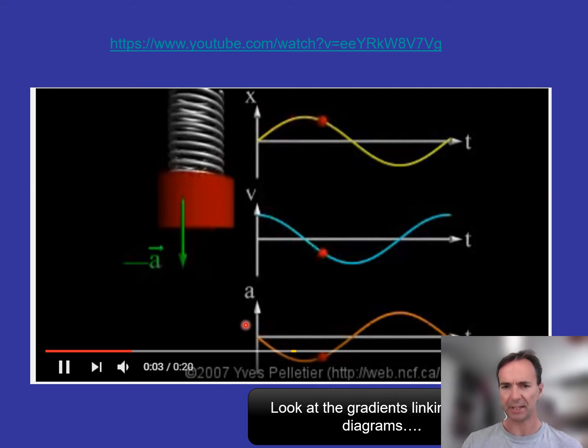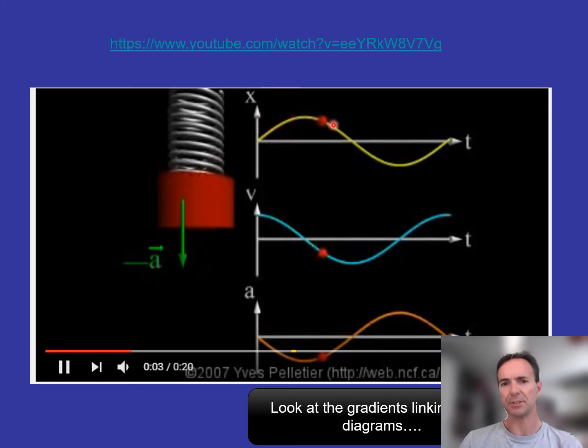I'm going to show you one in a second, but this is part of the specification. You have to know what each one of these is related to the other. And the reason I mention this is because on the previous slide, I showed you that if you differentiate x, you get v. What differentiate means is just take the gradient at that particular point. So if I take the gradient at this particular point here, I end up with this value here.